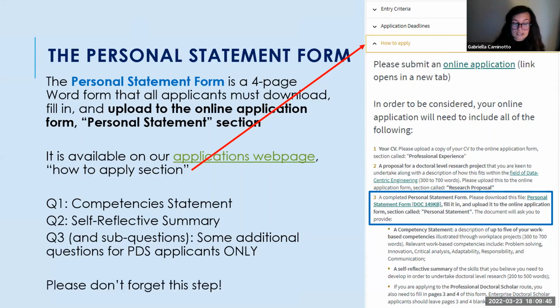Please don't forget this step. The video that I just mentioned will have step-by-step guidance. So do watch the video if you're getting confused or if you're worried about missing this out.